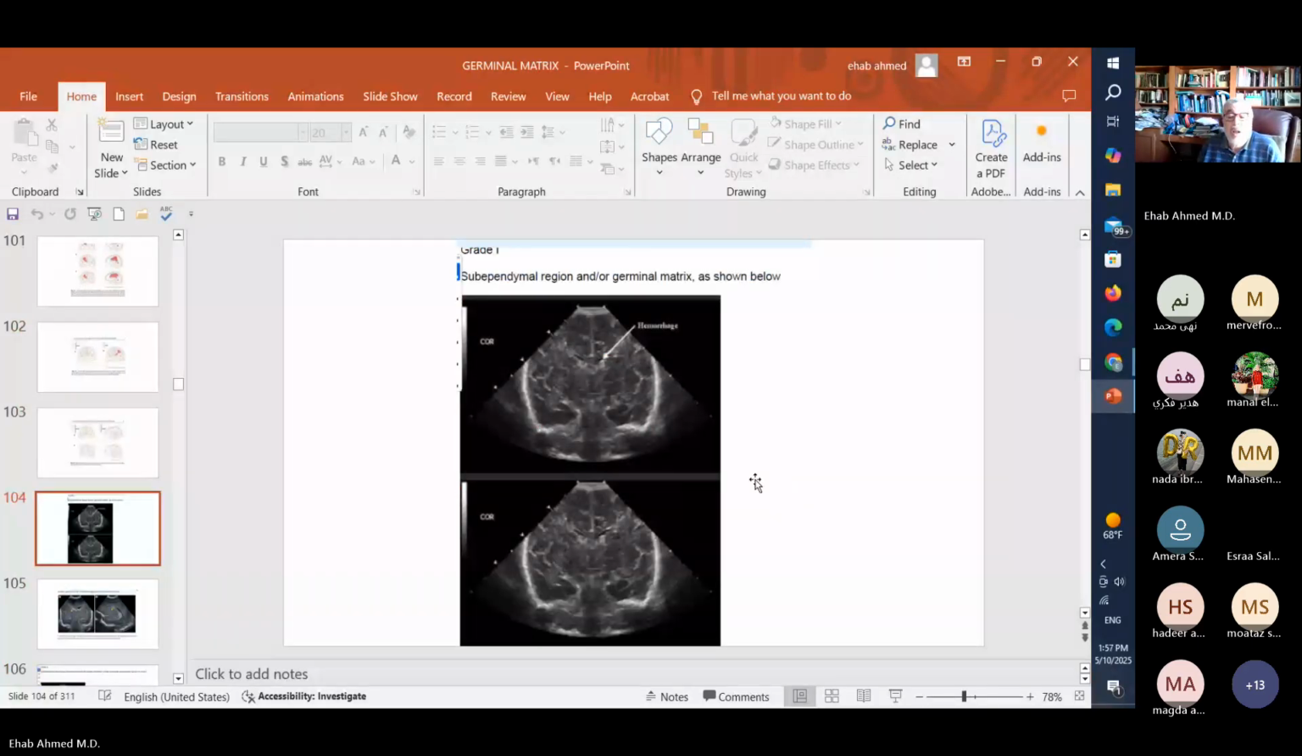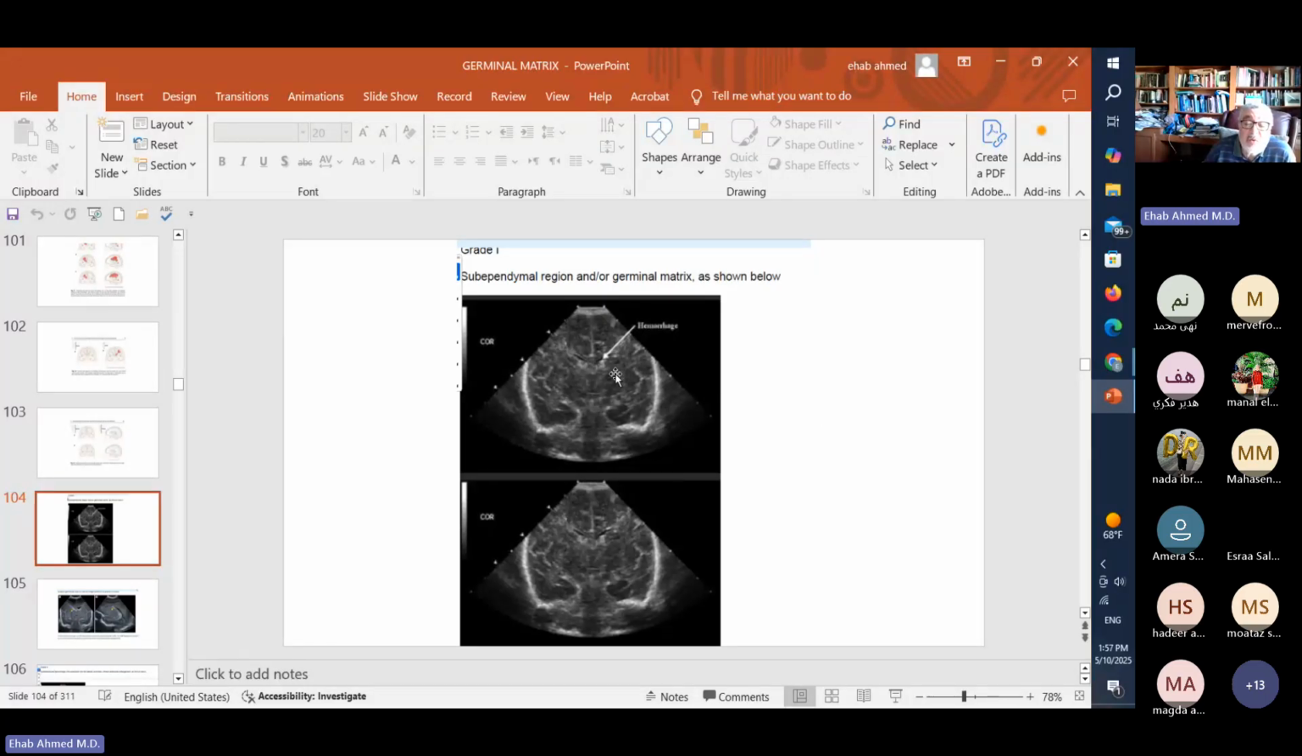Okay. So I know that you do ultrasound by yourself. I'm not a sonographer. I never did any ultrasound for cranial or abdominal or cardiac, but I know you are expert in this area.